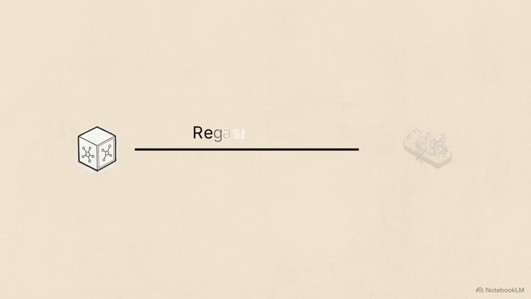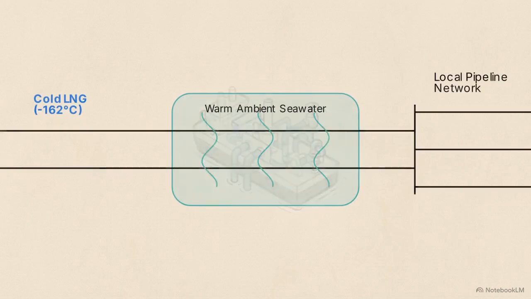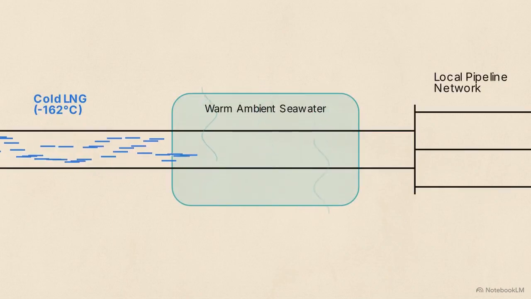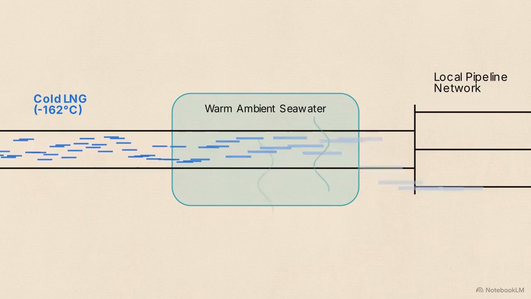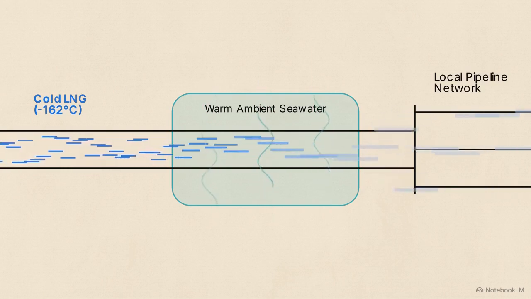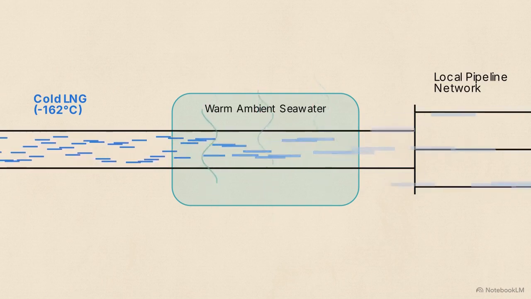Draw the seventh branch, regasification. Sketch an FSRU, a floating storage regasification unit. This is a specialized vessel that uses warmer ambient seawater to gently heat the liquid back into a gas, so it can flow into the local pipeline network.